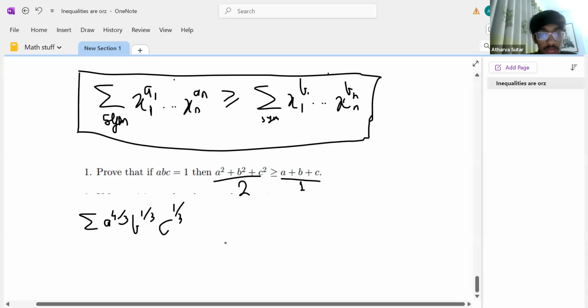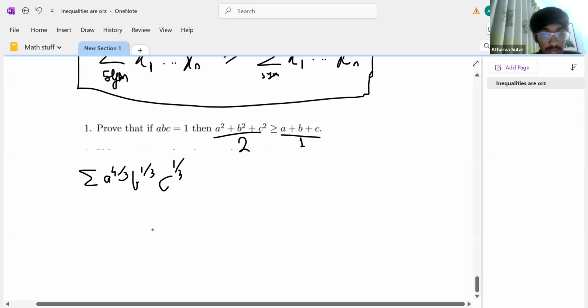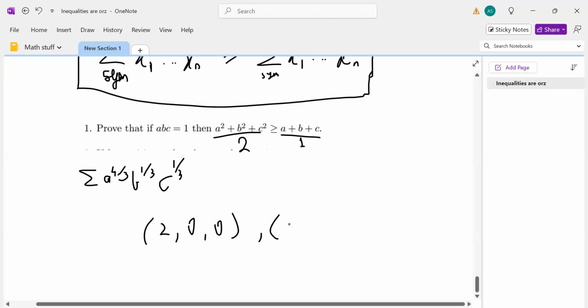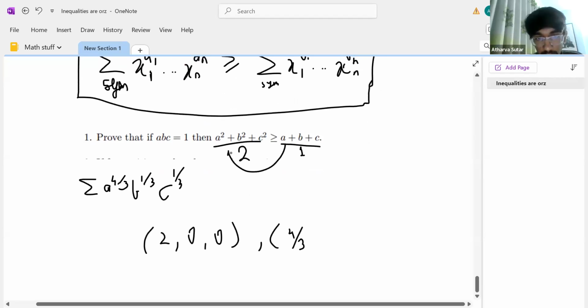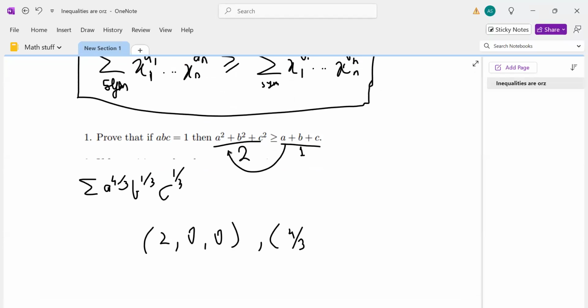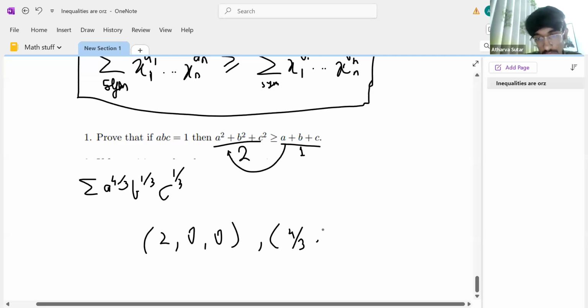Now for Muirhead's, we need a symmetric sum. So first, consider the sequences 2, 0, 0, and 4/3, 1/3, 1/3. Can we interchange the terms in it, like shift a squared to the LHS side? Yes, like 2, 1, 1 and 1, 2, 2. How does that help us? Sorry, we don't know that a is greater than 1, right? So we can't say that a squared is greater than a.